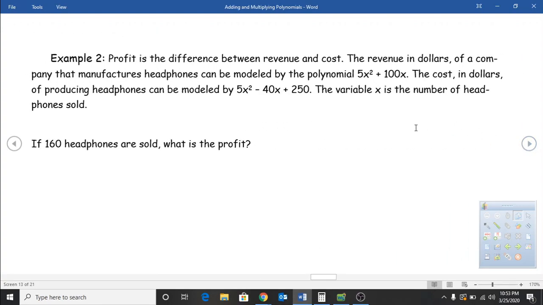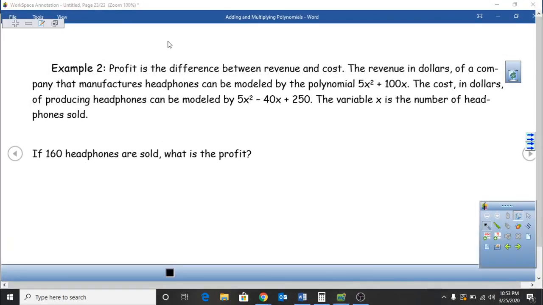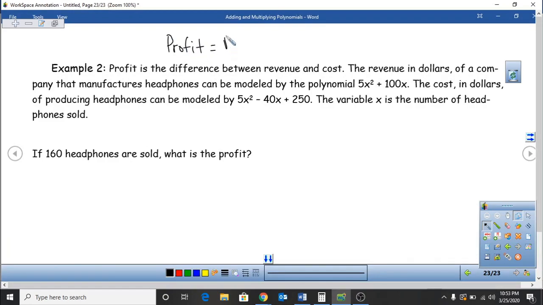So we'll look at another example to see if we can apply the same rules, okay? So example number 2, and I'll write the formula up here just so we have the formula on hand. So again, profit is just equal to revenue minus the cost, okay? So profit is the difference between revenue and cost, which we just wrote down right here.